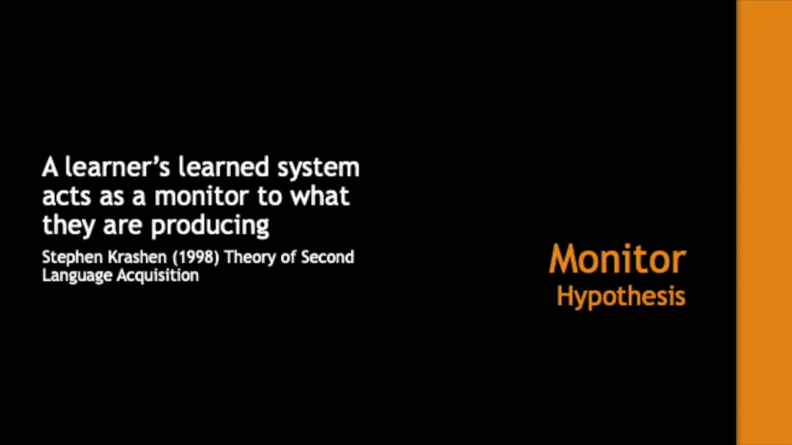Now, the second thing that I wanted to share with you is the monitor hypothesis. Stephen Krashen asserted that a learner's learned system acts as a monitor to what they are producing. And when we talk about those learned systems, we're talking about the systems of grammar, the systems of vocabulary, the systems of pronunciation. And that monitor theory implies that you are constantly monitoring the effect of your communication, and you will be ready to make the corrections, or at least ask questions if you need to ask them.